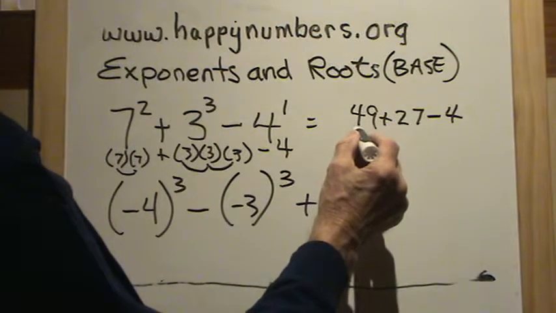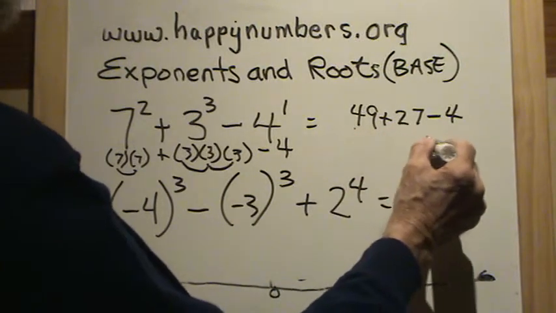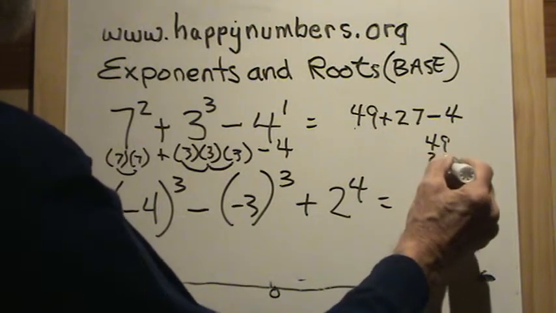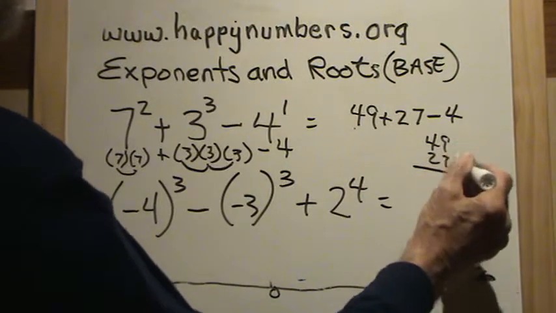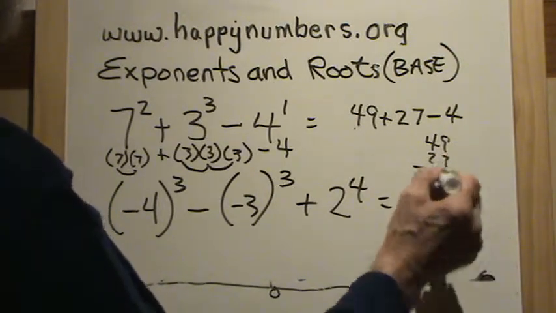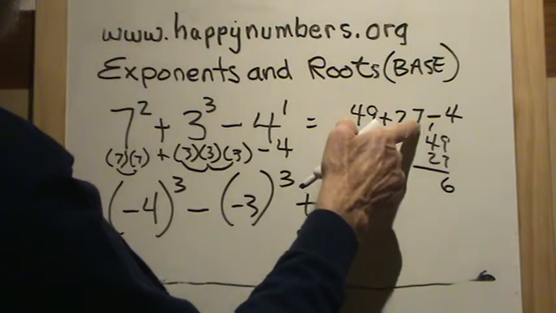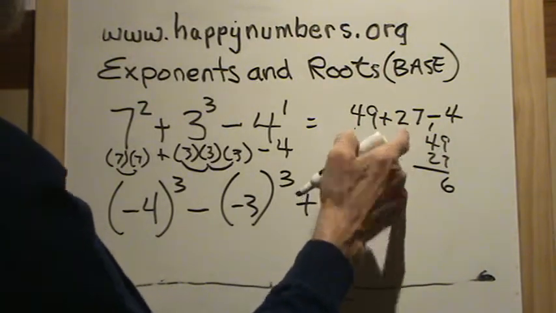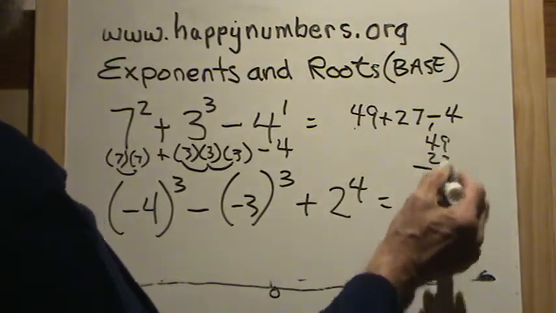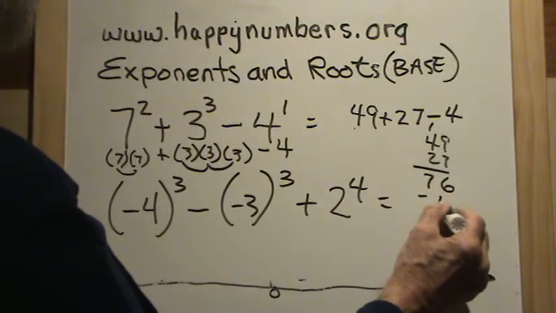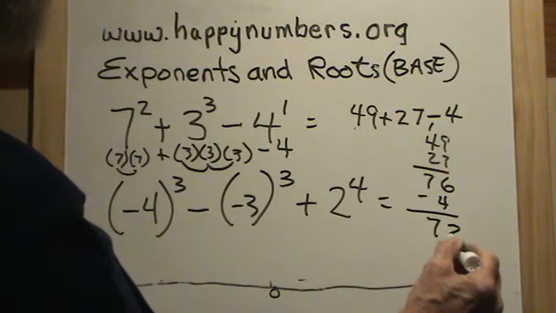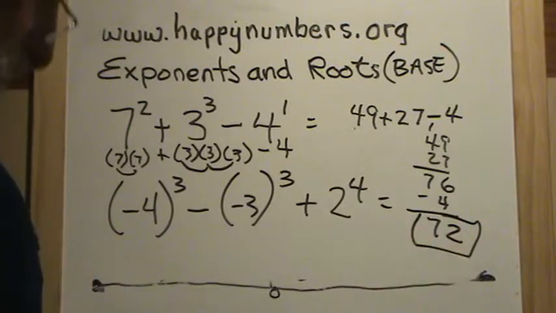Now let's combine 49 and 27. 9 and 7 is 16, carry the 1. 1 and 4 is 5, and 2 is 76. And then minus 4, 72, and that's our answer.